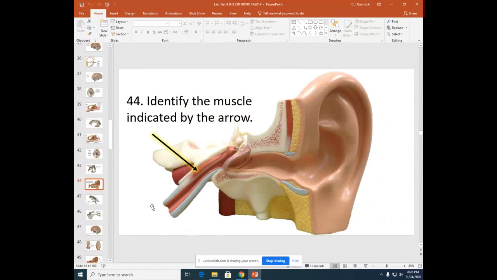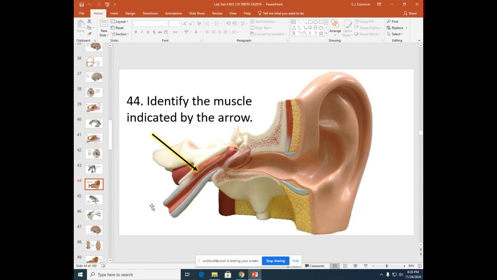I like this one here. Identify the muscle indicated by the arrow. The only muscle that you have to know here in the ear. You don't have to know the stapedius, but this one here is the one that helps to equalize pressure in your ear.